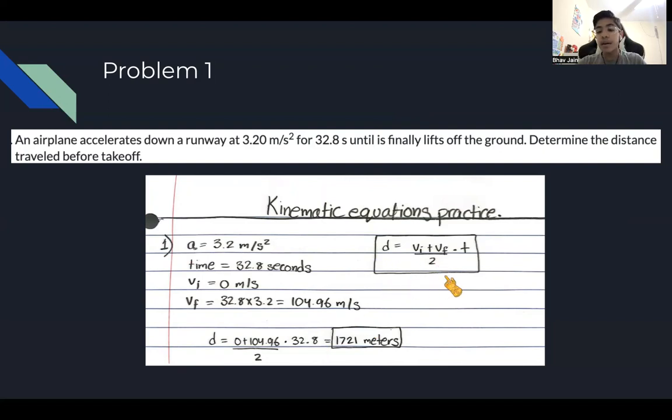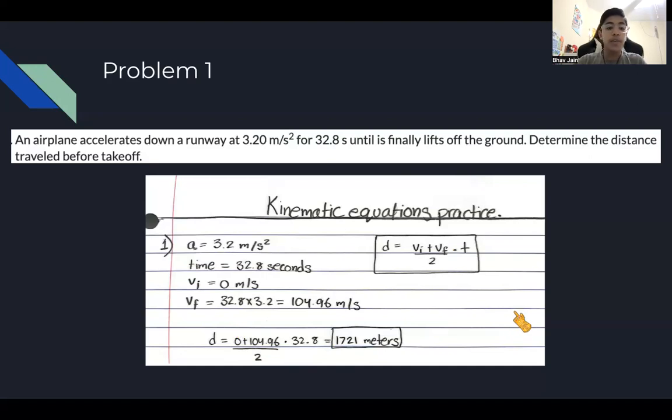Over here is the kinematic equation that we will use to solve this problem. Distance equals the initial plus the final velocity over 2 times the time spent. So to solve this problem, the distance equals the initial velocity, which is 0, plus 104.96, which is the final velocity, over 2 times 32.8, which comes out to roughly 1,721 meters.